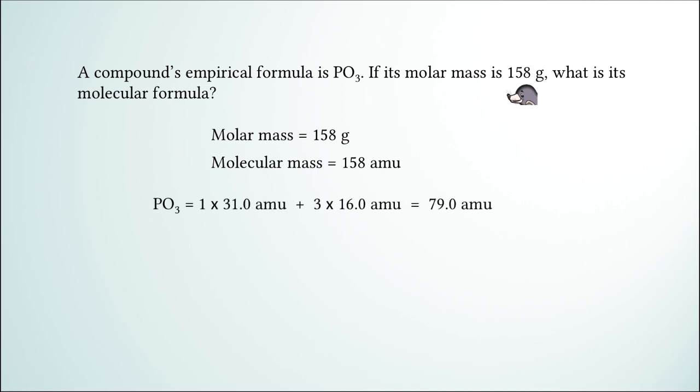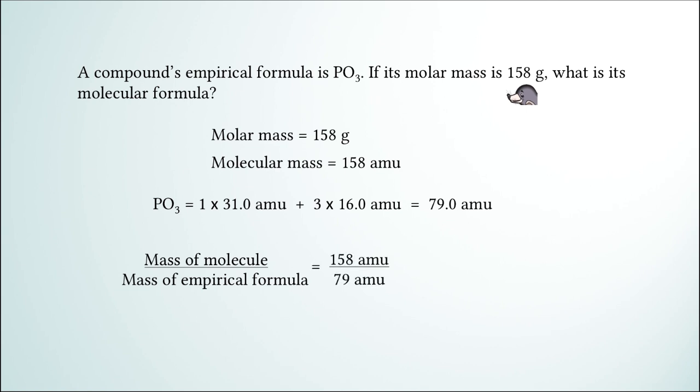The mass of the empirical formula is 1 times 31.0 AMU plus 3 times 16.0 AMU, which equals 79.0 AMU. The common factor is the mass of the molecule divided by the mass of the empirical formula, which is 158 divided by 79, or 2.0. That means that to find the actual molecular formula, we have to multiply each subscript in the empirical formula by 2. And we get P2O6.